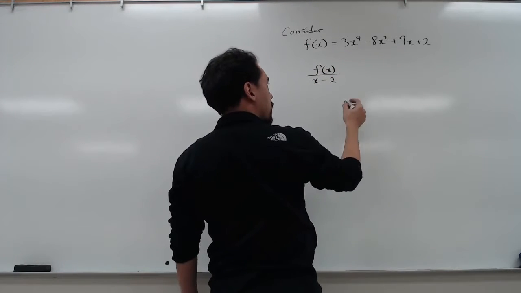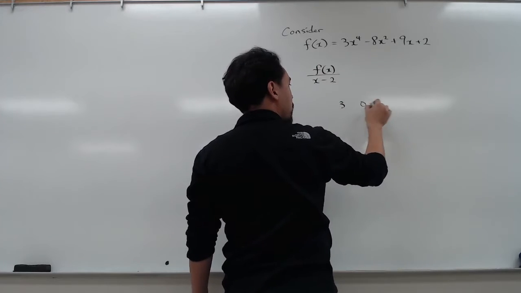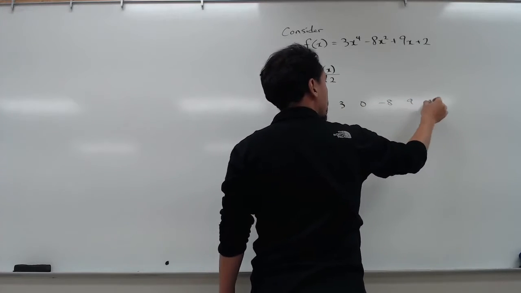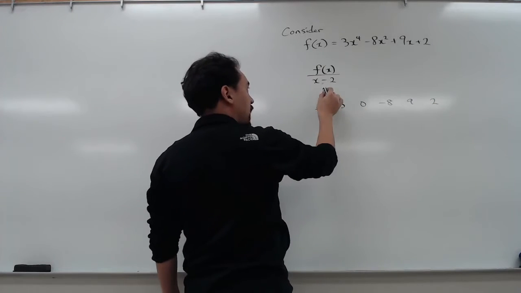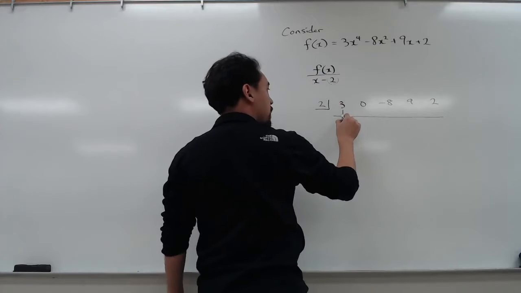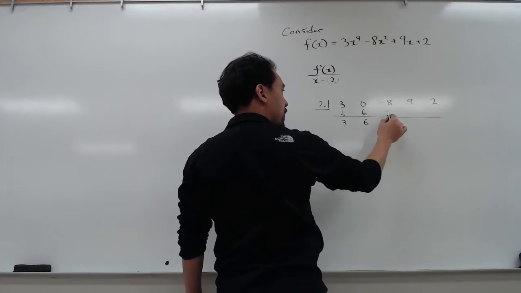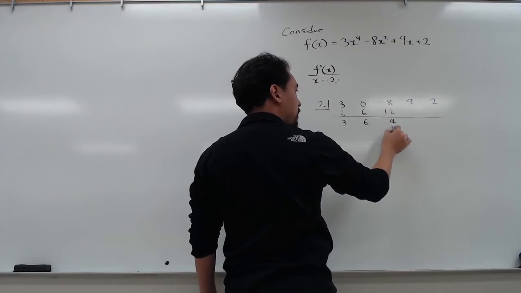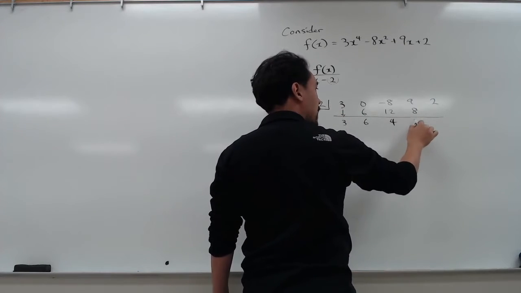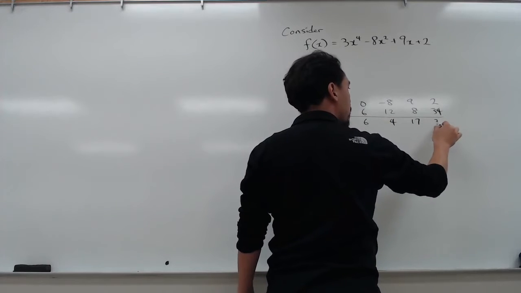So we know now that by synthetic division, we can go 3, and then since there's no x cubed term, we put down a 0, negative 8, 9, and then 2. We put in the box, since it's x minus 2, we take that 2 and put it here. And the way it goes is 3 comes down, then 3 times 2 is 6, add them together is 6, 6 times 2 is 12, add them together is 4, 4 times 2 is 8, add them together is 17, 17 times 2 is 34, add them together is 36.